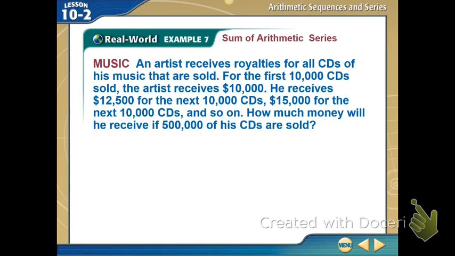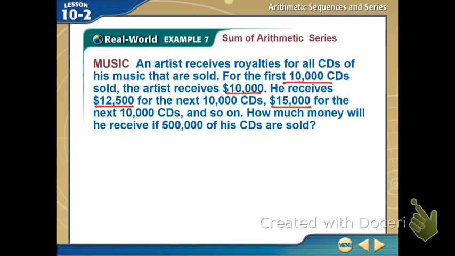The last problem we're going to look at is a word problem. It's important that we be able to pull out all the pertinent information from our word problem, like the first term, or the last term, or the common difference. In this case, we have an artist receiving royalties for all CDs that are sold. For the first 10,000, he receives 10,000, then he receives 12,500, then he receives 15,000, and so on and so on.